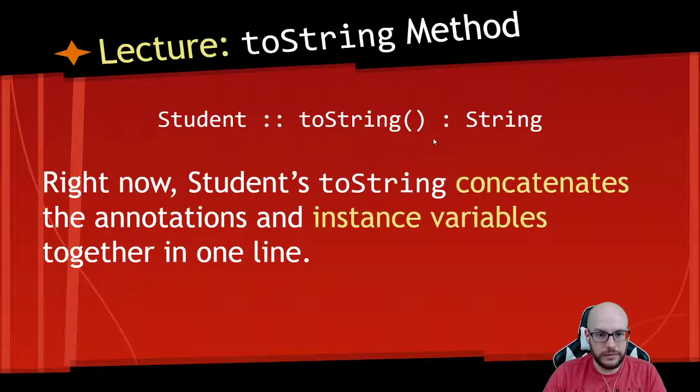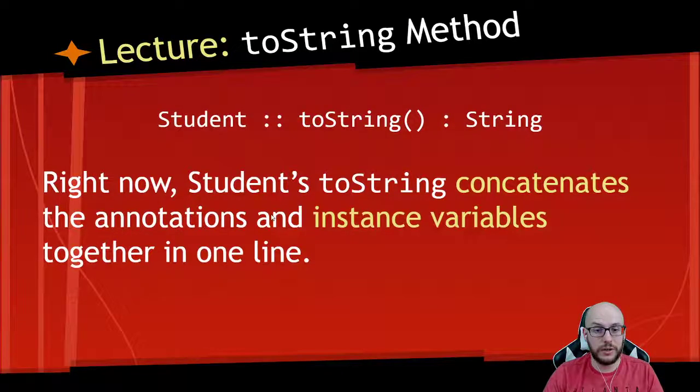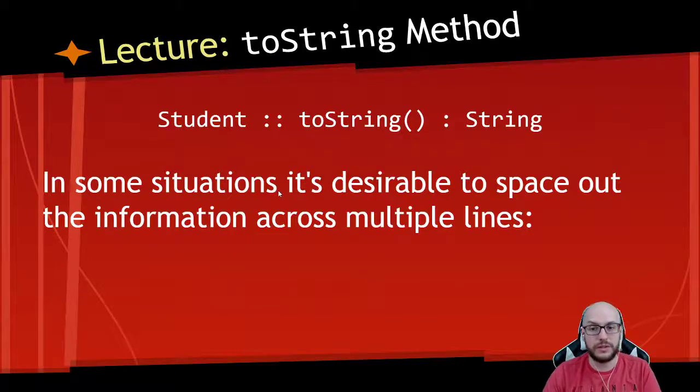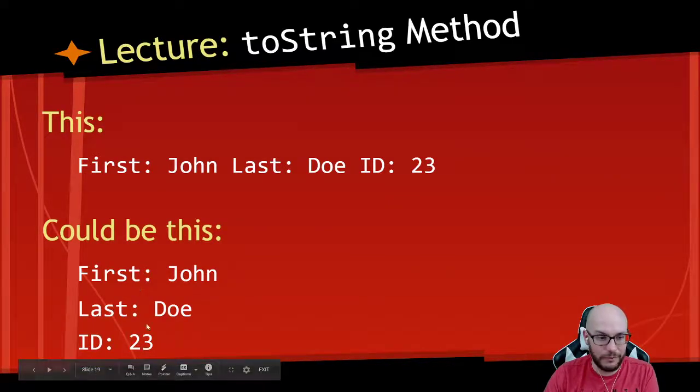So right now, this toString concatenates the annotations and instance variables together in one line. I imagine almost every person that saw this was just like, whoa, that's hard to read. What would be sweet is if we could spread it out over multiple lines. In some situations, it's desirable to space out the information across multiple lines, right? So right now we got something that looks a little bit like this. I want it to be something like this.